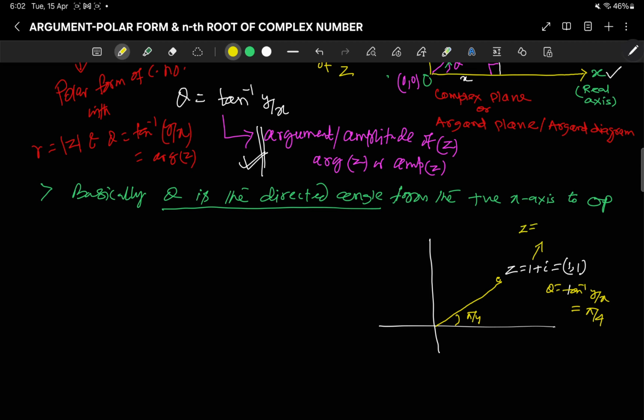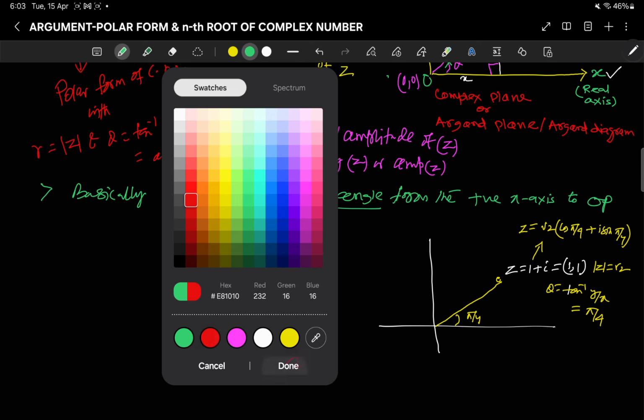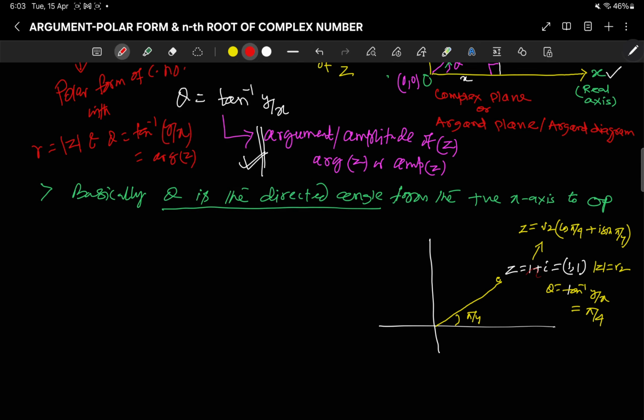So z is equal to, and what is the modulus of z? The modulus of z is equal to root 2. So I can write it as root 2 times cos pi by 4 plus i sin pi by 4. Now the question is, suppose I have a point z equal to -1 minus i.